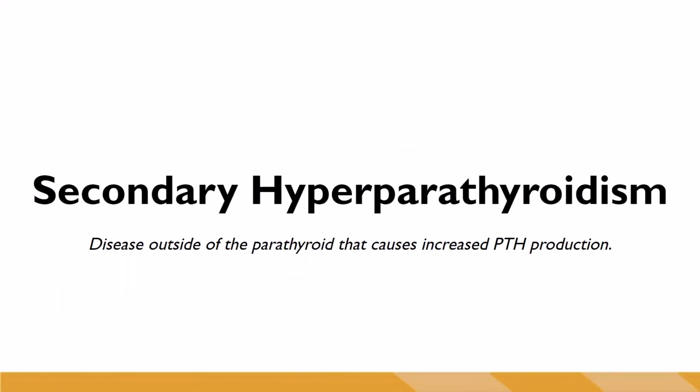Now there is a secondary hyperparathyroidism that exists as well, and this is going to be a disease outside of the parathyroid that causes increased PTH production. So remember that primary hyperparathyroidism is a disease of the gland itself, and we saw that with adenomas or parathyroid hyperplasia. Secondary hyperparathyroidism is going to be something that's outside of the parathyroid system, usually some sort of deficiency like low calcium or low vitamin D that causes that PTH production to increase.